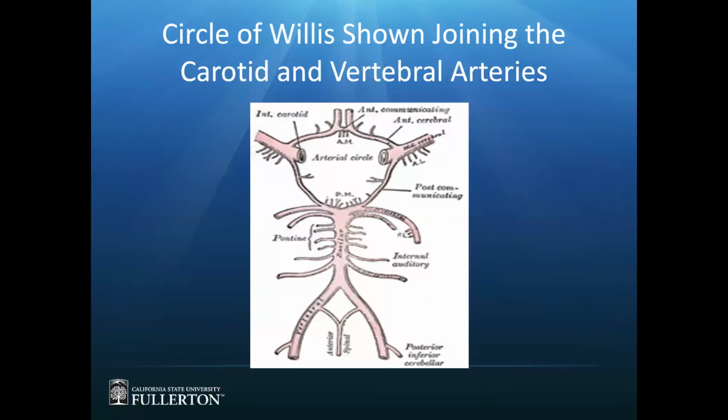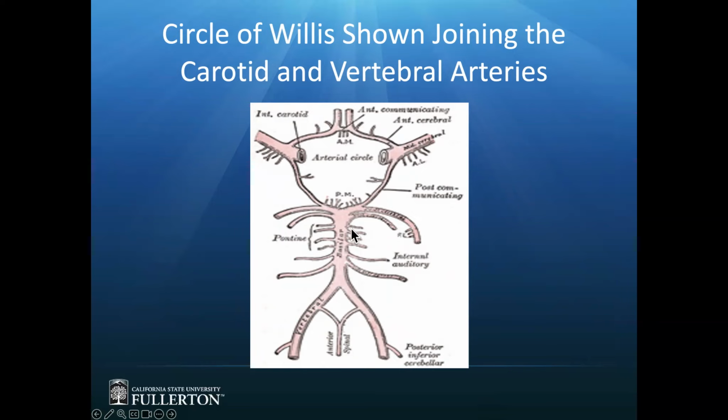This is a schematic. It shows exactly what I just went through, but the brain's gone now. We can see the two vertebrals, the basilar, the two posterior cerebrals, the two posterior communicating, the internal carotid, the middle cerebral, the anterior cerebral, and the anterior communicating.